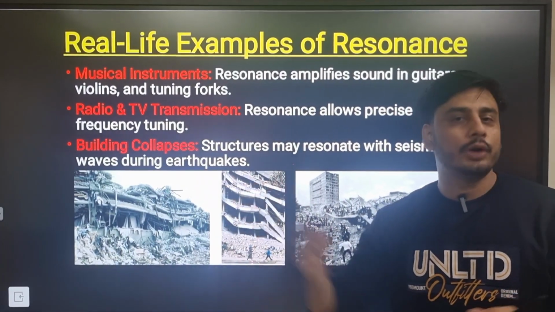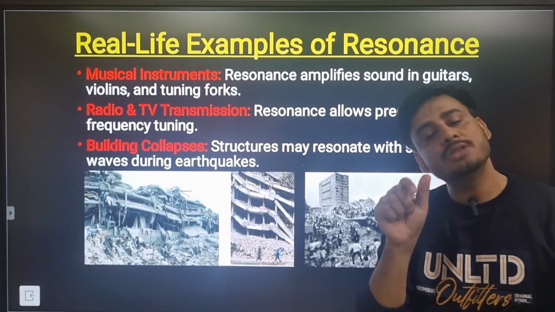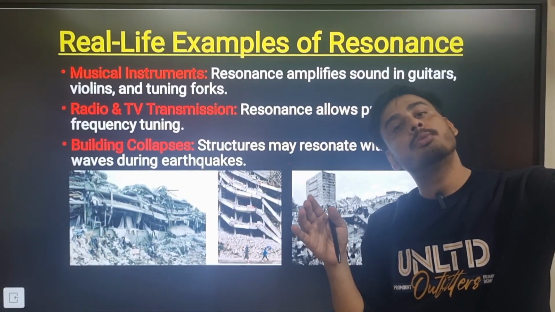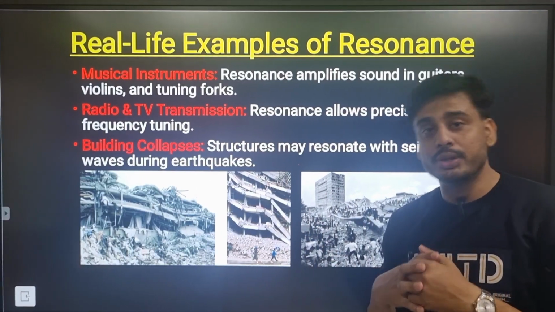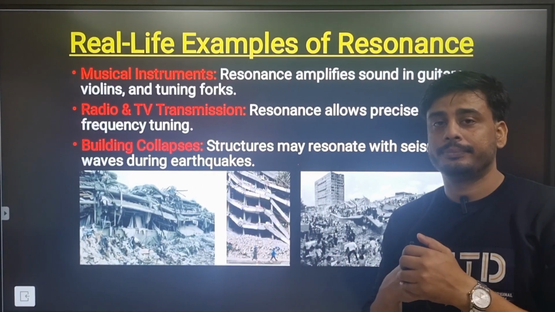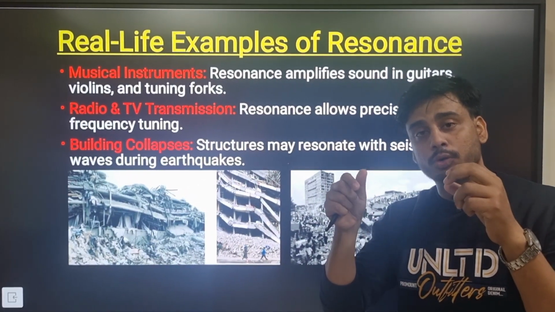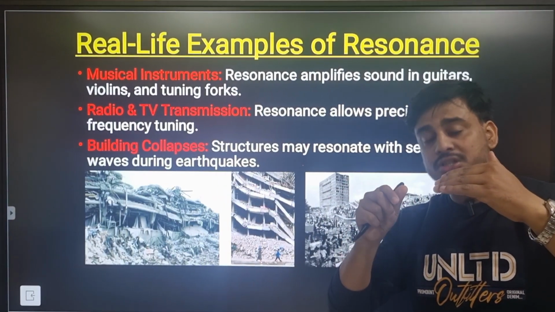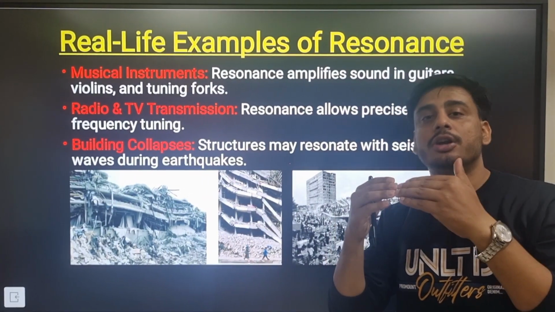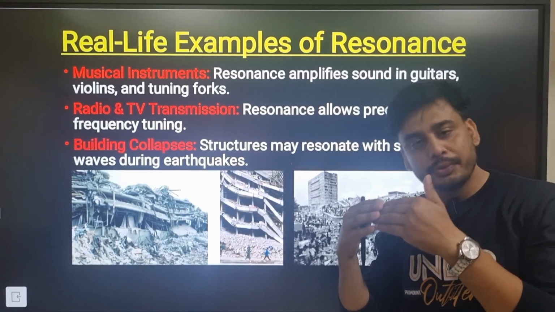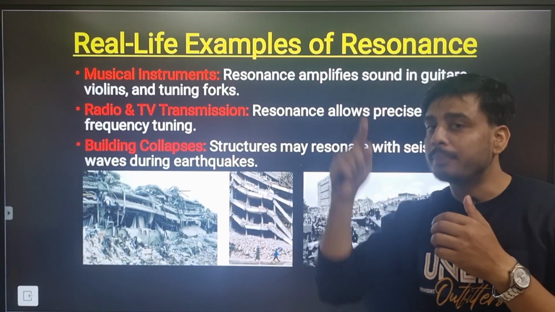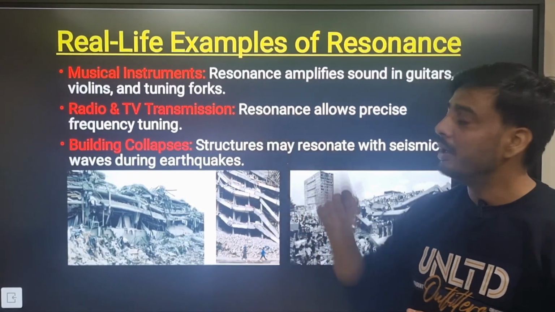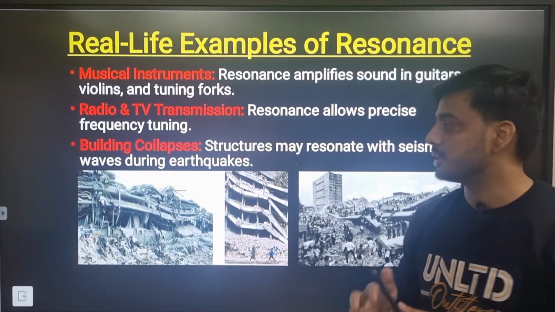For FM, 104 FM, we are setting the frequency at 104. That means it resonates with the frequency with which the broadcaster is sending the wave. When we match 104, the incoming wave is 104. If we match the frequency of our radio to 104, then suddenly both frequencies match, and we are getting an amplified or clear sound wave. That is the example of radio and TV signal where resonance occurs.